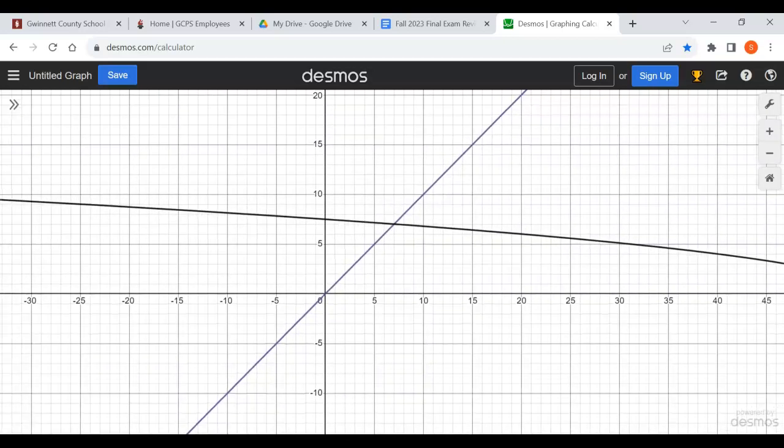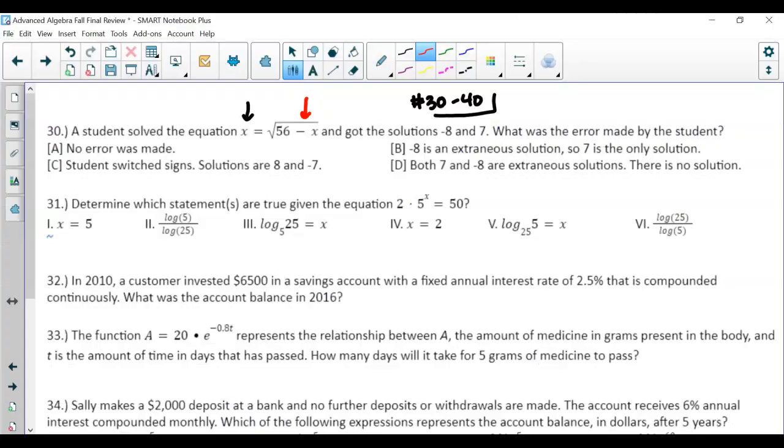So notice when graphing, they only cross one time. So there's actually only one solution. The one solution is x is equal to 7, which means -8 is extraneous and 7 is the only solution.